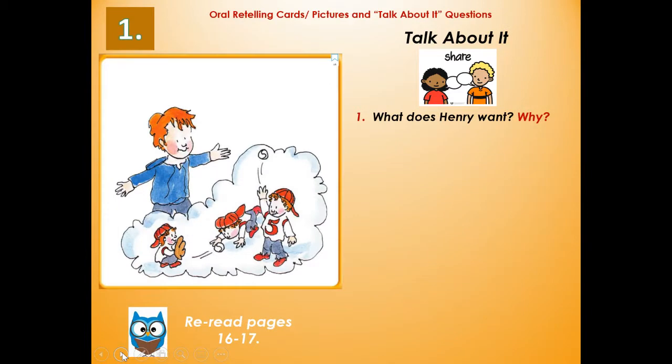So here's our first main event in the story, Henry and Mudge. If you were to go to the Journeys textbook, you could reread pages 16 and 17. Look at the picture. Do you remember this picture? Who is in the picture? And what is happening?